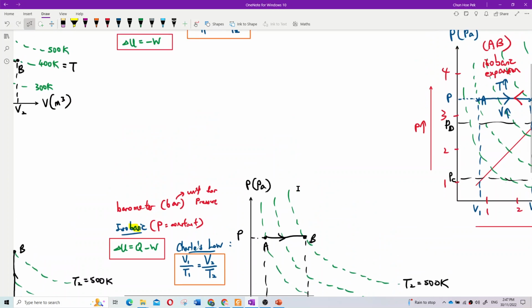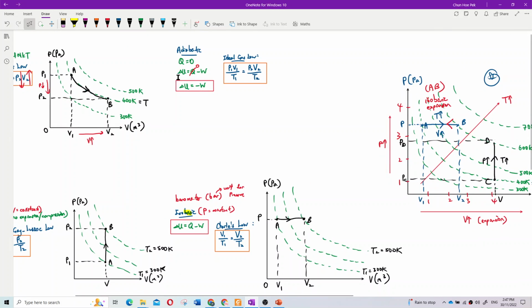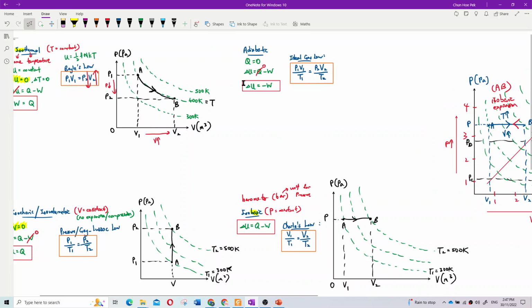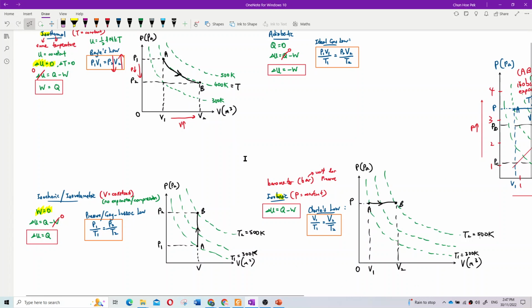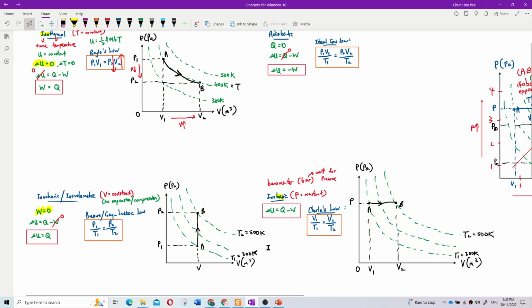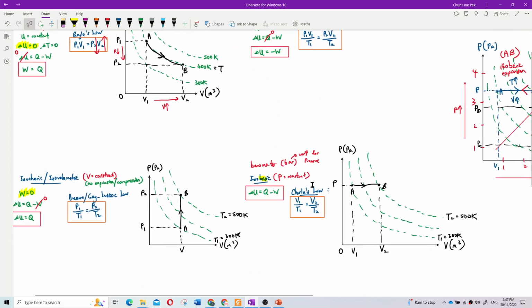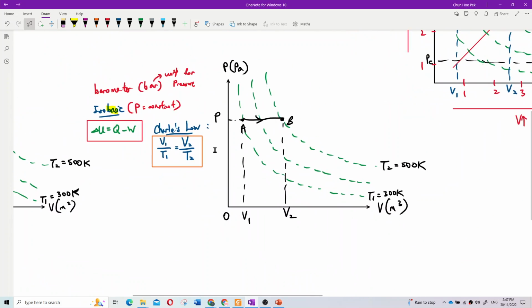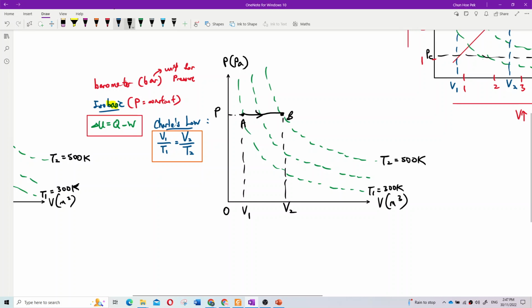Okay, pressure, and then finally, I don't talk about adiabatic yet. Okay, now what is the work done? How to find work done value? Work done is area under the graph. If you look at here, this is the area under the graph. Let's take isobaric. What is the work done? Work done is area under this graph.